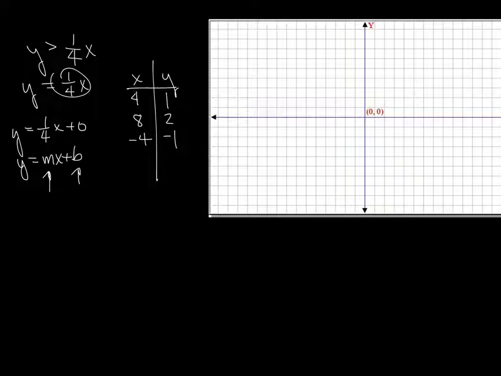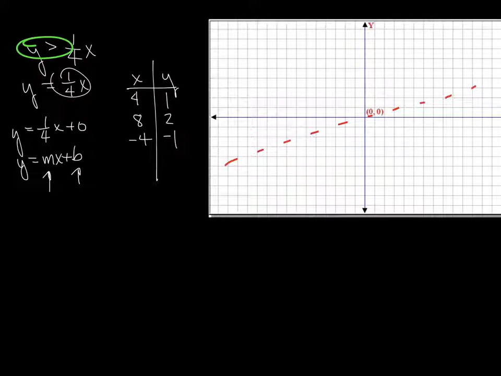Alright, we'll use red to draw our line. So 1, 2, 3, 4, up 1. 5, 6, 7, 8, up 2. Negative 1, 2, 3, 4, down 1. Okay, so I get a line that looks like that, but because of that symbol not being an equal sign, this is going to be dotted. Okay, so that's a dotted line.